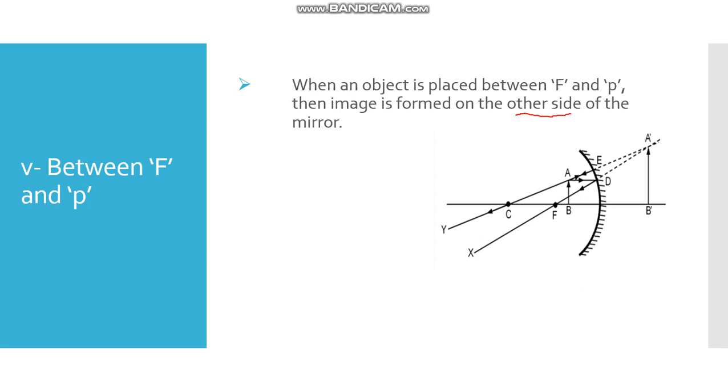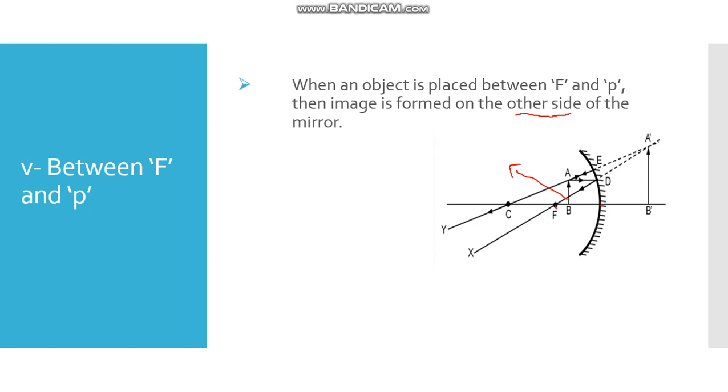How? This is the ray diagram. So here this is the object, okay, and it is placed between F, and this is the pole, okay, and you can see that after reflection the image is formed on the other side of the mirror, while in all the cases we have discussed before the image was formed on the same side of the mirror. ठीक है, यहाँ यहीं कहीं बन रहा था image, लेकिन सिर्फ इस केस के अंदर image जो है वो on the other side of the mirror बन रहा होता है.